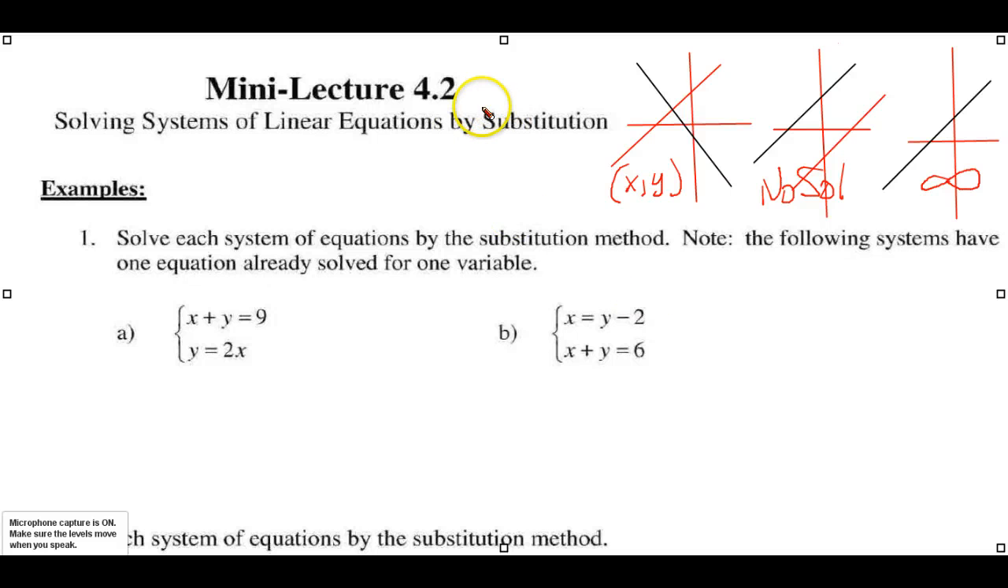In section 2 of chapter 4, we're going to look at another method for seeing if we could find that particular ordered pair that would be a solution for our system of equations that we have here. And here we would have one solution. If the lines were parallel, there would be no solution. And if the lines were on top of each other, there would be an infinite number of solutions.